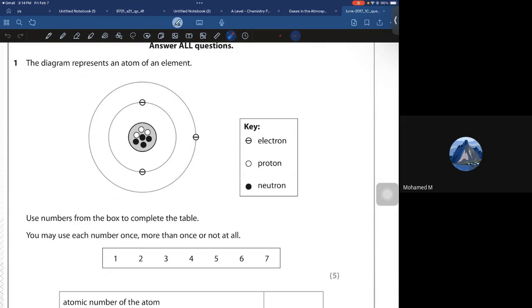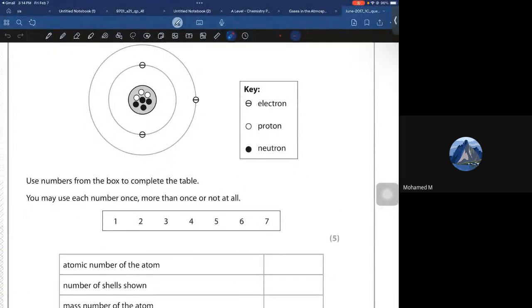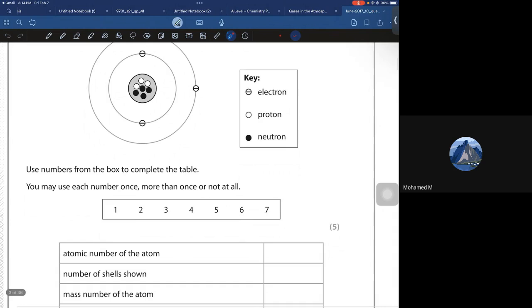So obviously, atomic number of the atom. Do you know what is the definition of atomic number? Yes, the amount of protons or electrons there are. Exactly. So what am I supposed to write in this? What is the atomic number of this atom? It would be three. Exactly, it would be three. Good.